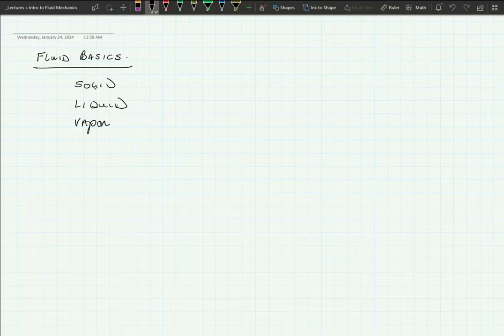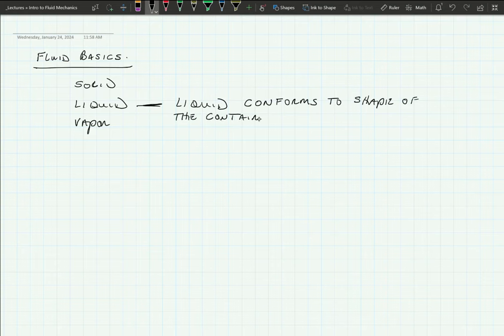All right. So solid, liquid, vapor. Most of what we're going to do is with liquid. And what we're really interested in is that liquid forms to the shape of the container, but only to a fixed height.